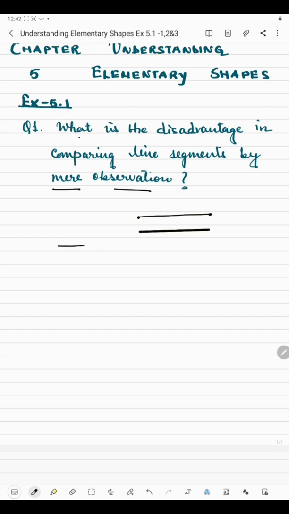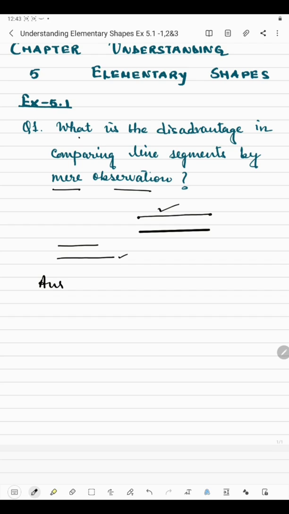If it is like this, then we can easily compare these two, that this is larger. But if it is like this, when we have a slight difference in their length, then it is difficult to measure. We cannot say which line segment is of greater length, right? So hence the chances of error occur here, right?